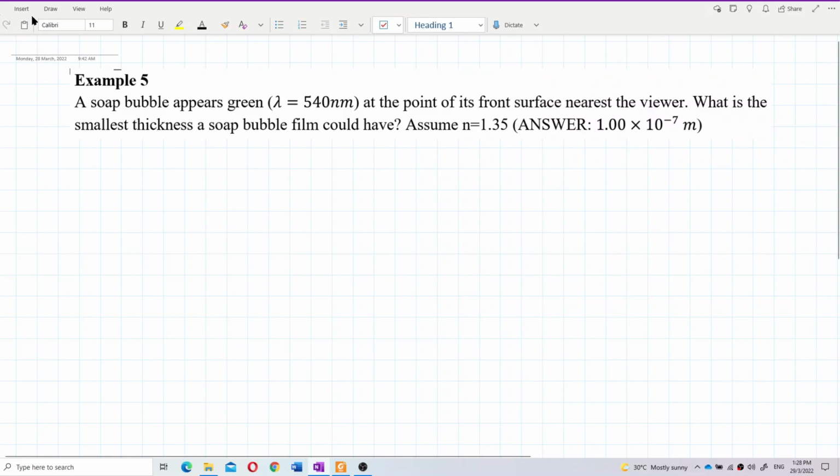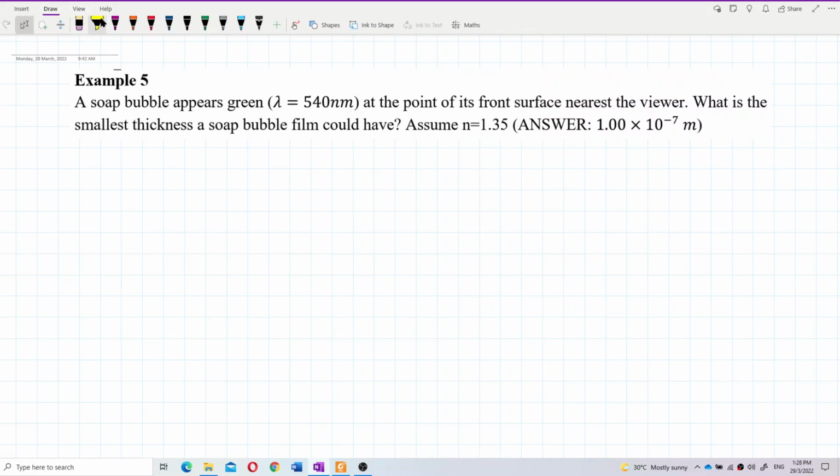Okay, so what kind of question is this? Single slit, double slit, thin film. Yeah, look here, he said soap bubble. This soap bubble is a film. So this is definitely about thin film. Okay, thin film questions. And then which kind of thin film is this?